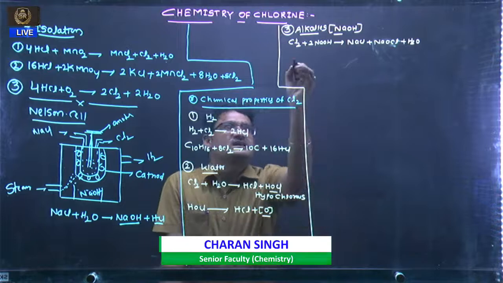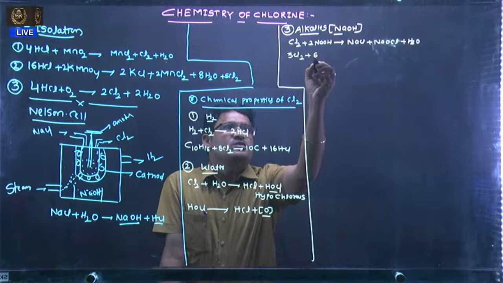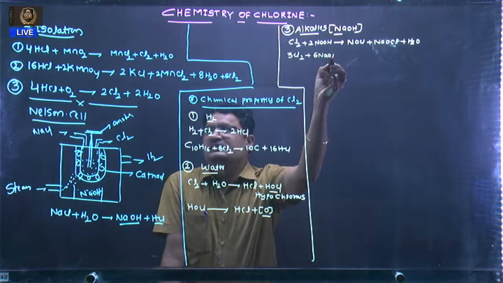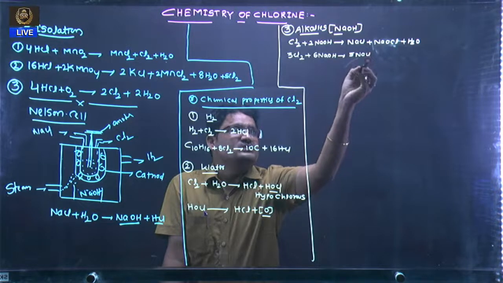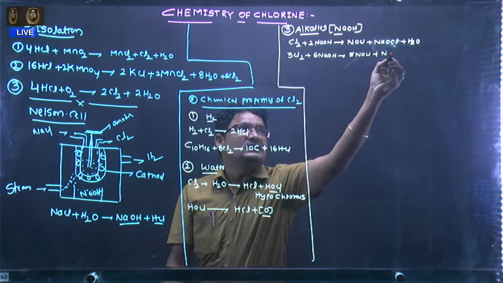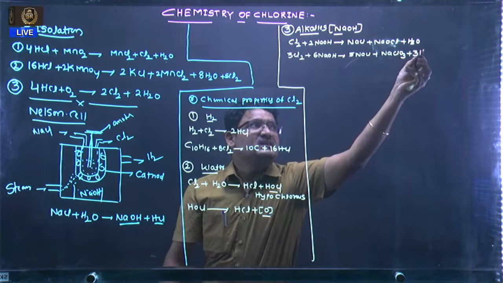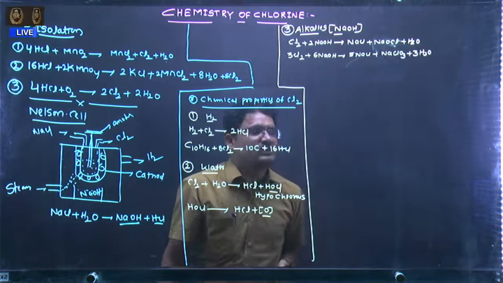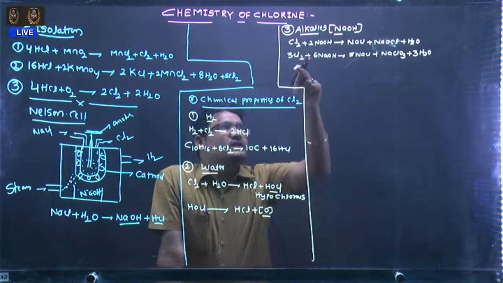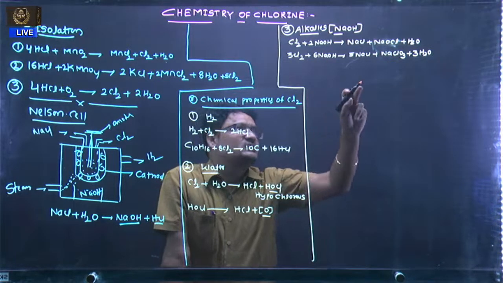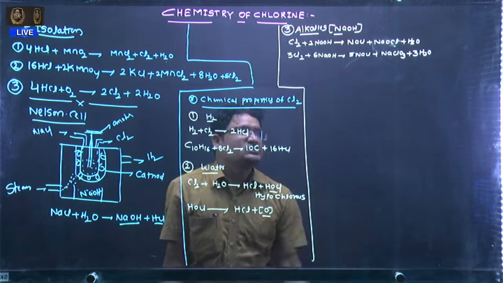What about the concentrated condition? Now 3 moles of chlorine react with 6 moles of NaOH to give 5 moles of NaCl plus NaClO3 plus 3H2O. So chlorine reacts under dilute and concentrated conditions to give NaCl as the common product, then NaOCl and NaClO3 respectively.